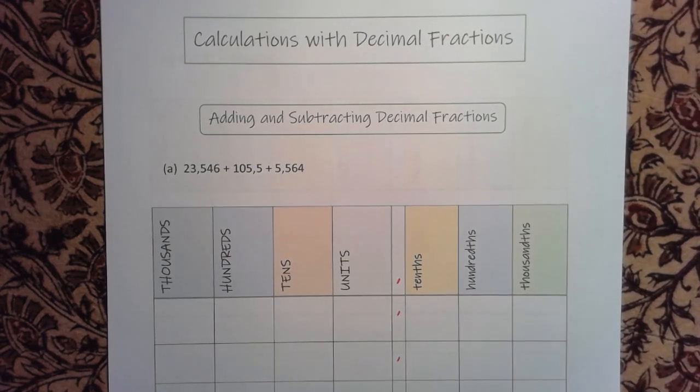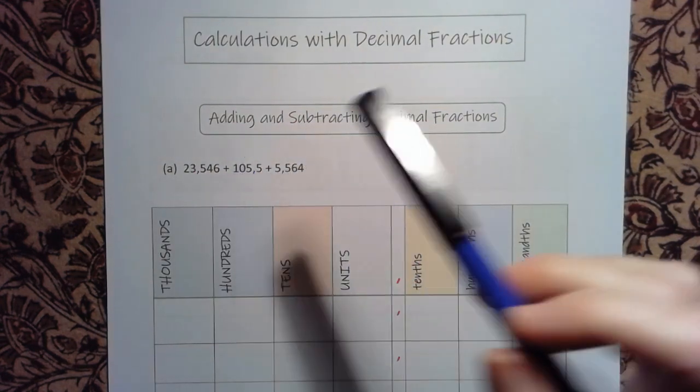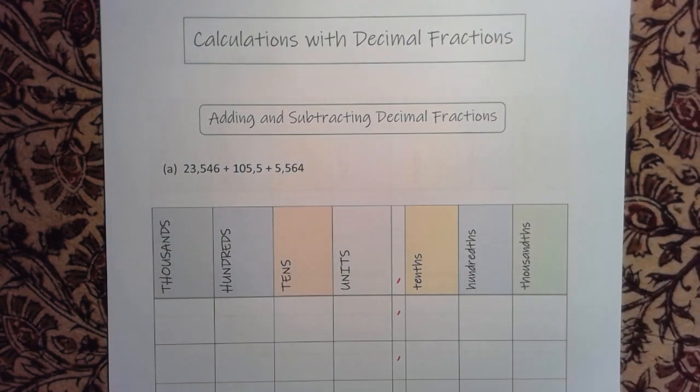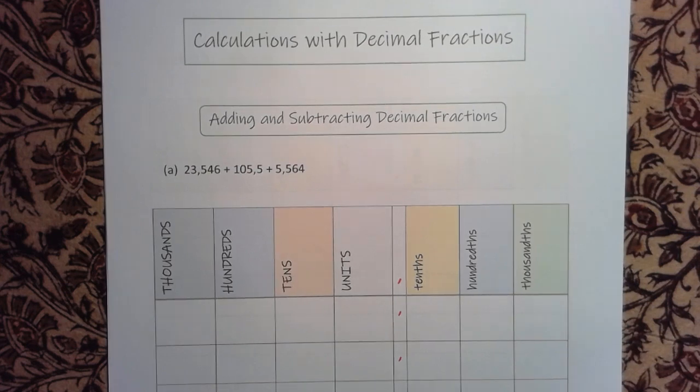We are now going to look at calculations with decimal fractions. First of all, we're going to add and subtract decimal fractions, and then we will be looking at multiplying and dividing by 10, 100, and 1,000. Right, so let's start with the addition.